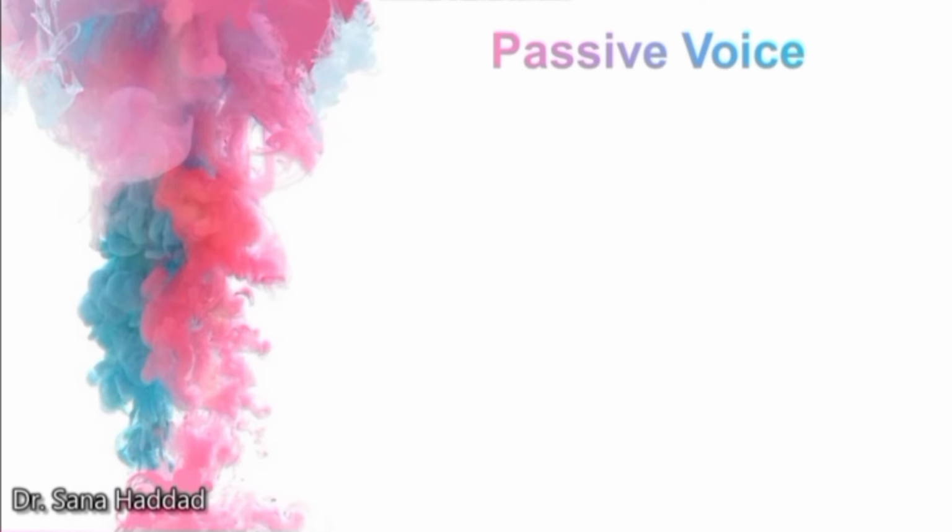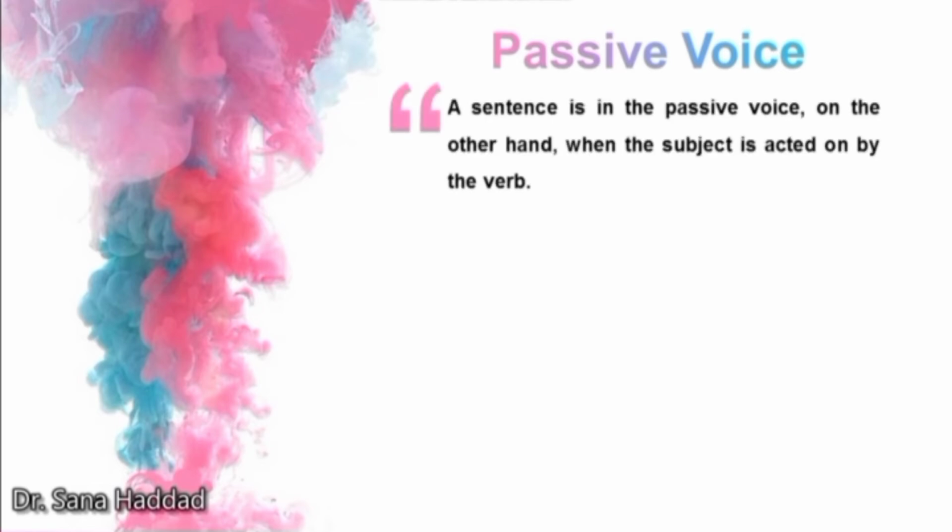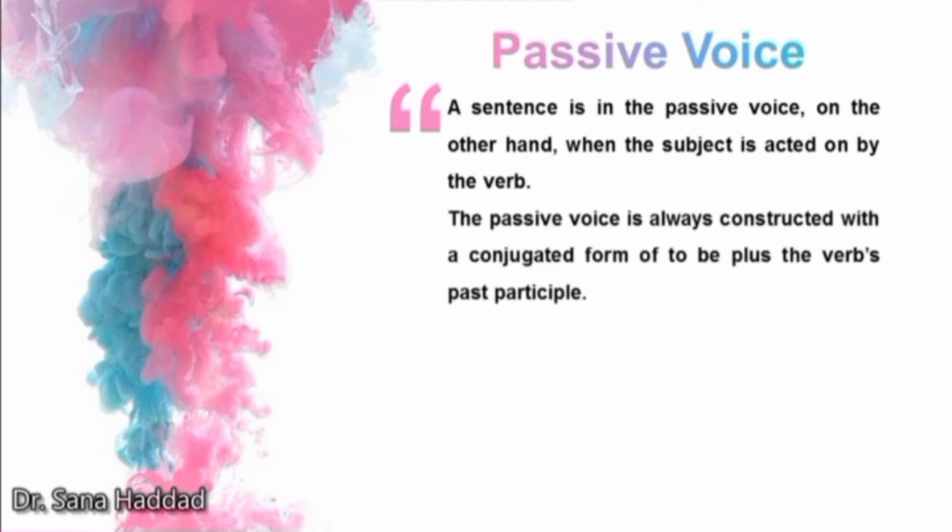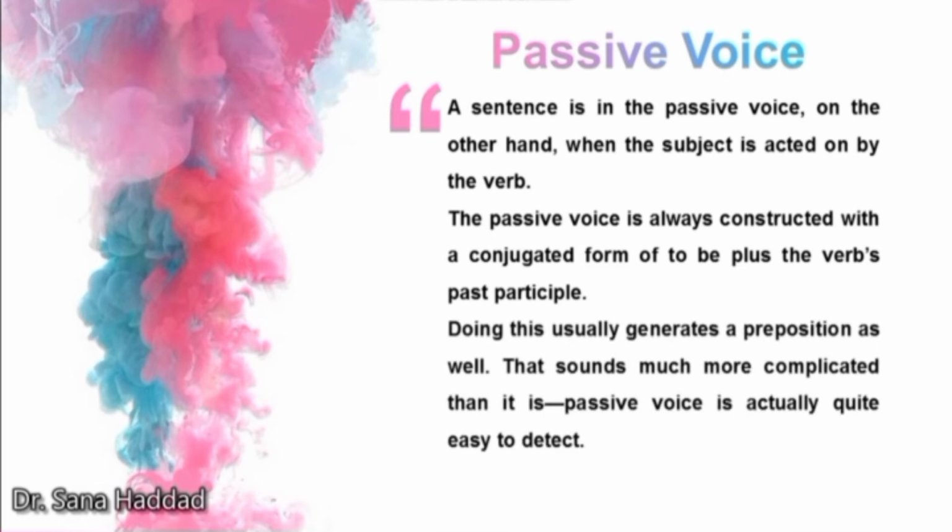The passive voice. A sentence is in the passive voice, on the other hand, when the subject is acted on by the verb. The passive voice is always constructed with a conjugated form of to be plus the verb's past participle. Doing this usually generates a preposition as well. That sounds much more complicated than it is. Passive voice is actually quite easy to detect.